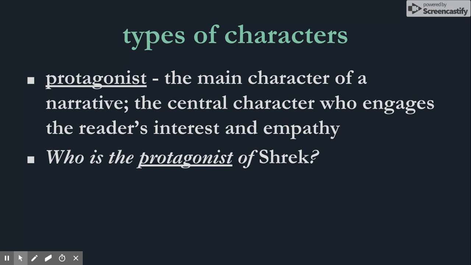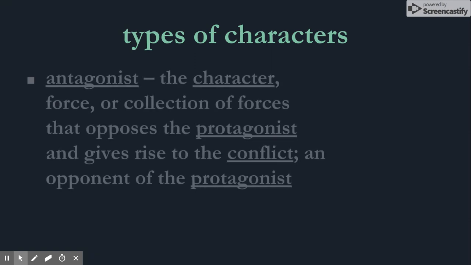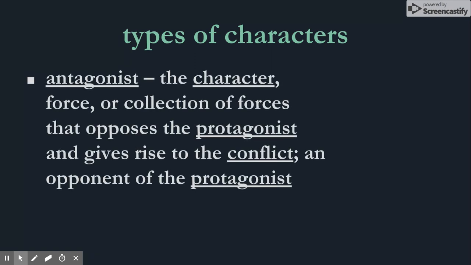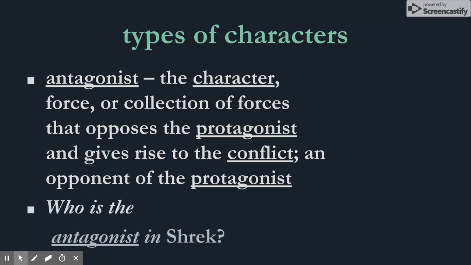So, for example, who's the protagonist of Shrek? Might be a question you write over on the left-hand side. The antagonist is the character, the force, or the collection of forces that opposes the protagonist and gives rise to the conflict. The antagonist is the opponent of the protagonist. So who is the antagonist in Shrek?